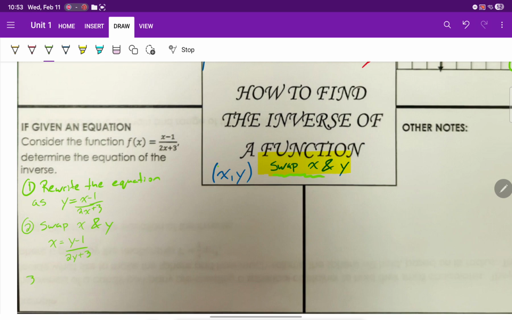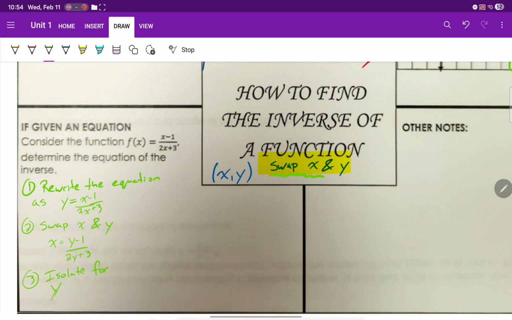Okay, and our third step, and this is the one that will get you to maybe pause after, is we're going to now isolate for y. If you want, you can pause this video and attempt to isolate for y there. Okay, I'm going to go through the solution now. So I'm going to rewrite it over here and go through the steps with you.